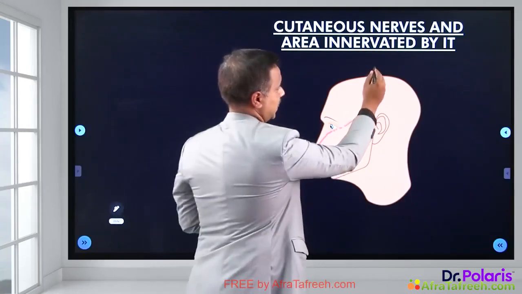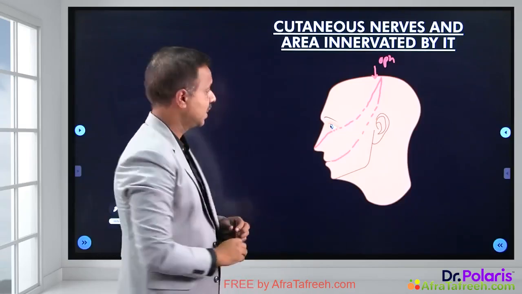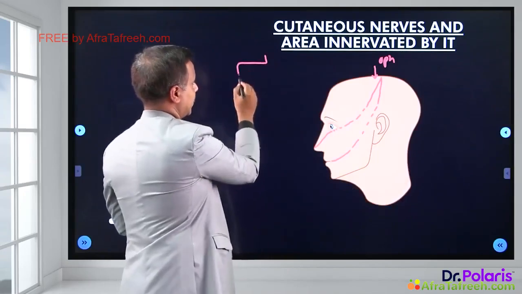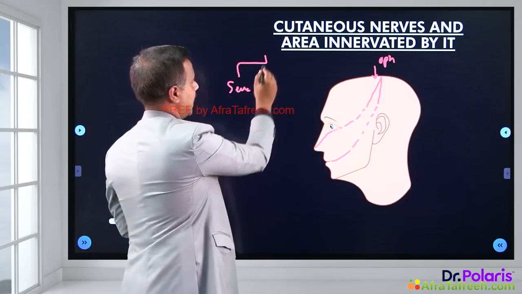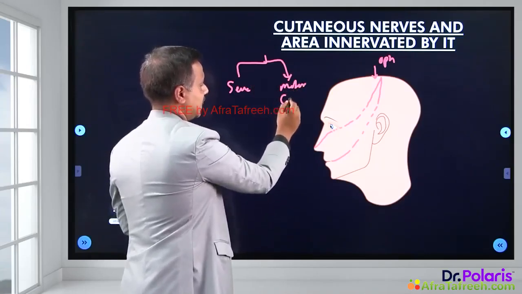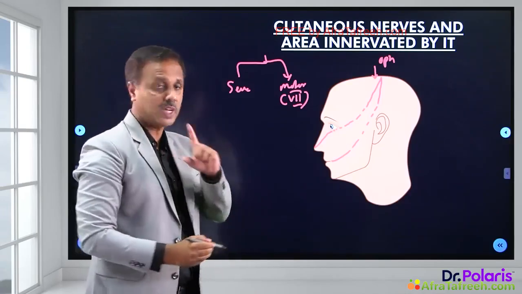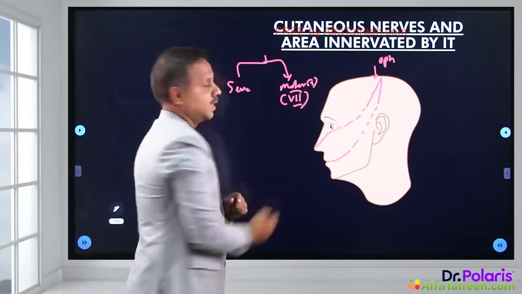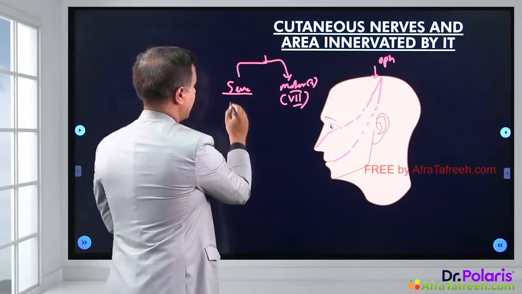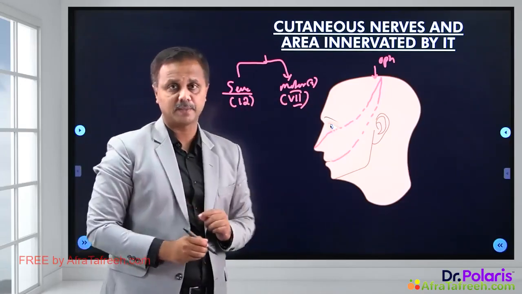First, let's talk about the ophthalmic zone. What are the cutaneous nerves? The entire face, remember, is supplied by both sensory as well as motor nerves. There is only one motor nerve that we need to remember, which is the seventh cranial nerve. So only one motor nerve, right? Whereas when we talk about sensory nerves, there are 12 of them. Now let's see if we can identify all 12 of these.